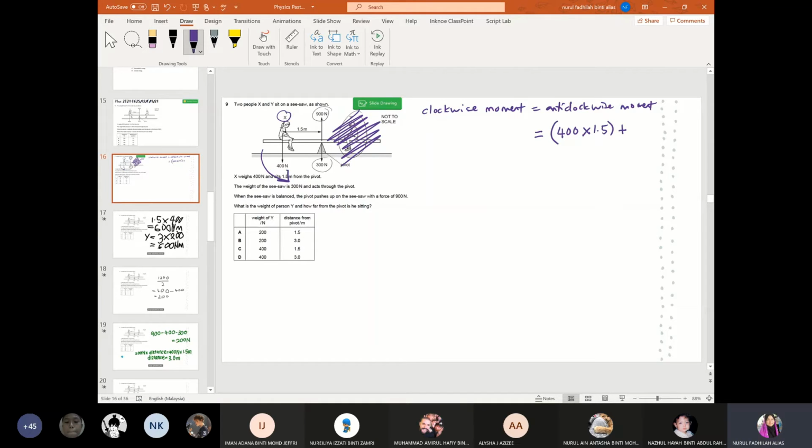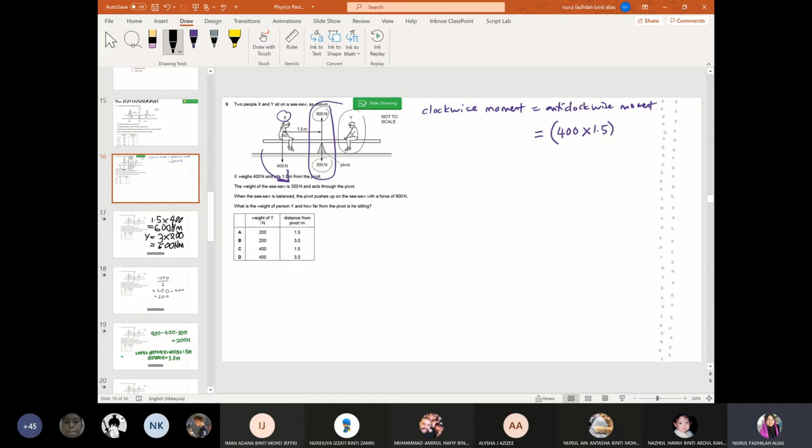Okay, ada lagi tak force clockwise, anti-clockwise? Okay, ada tak lagi yang anti-clockwise? Tak ada kan? Okay, so sekarang ni yang 900 ni tak payah kira lah. Dengan 300 tak payah kira sebab dia akan darab dengan 0, betul? So this one tak perlu include. So then we have the clockwise moment. So what's the clockwise moment?